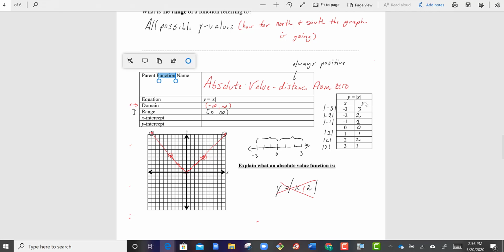The x and y intercept, again, we'll talk about this in a later video, but it is 0, 0 for both.